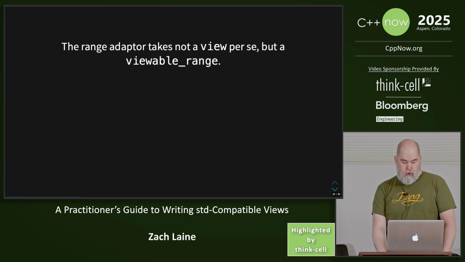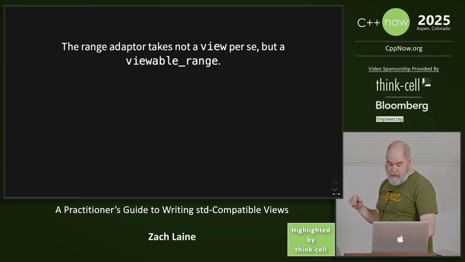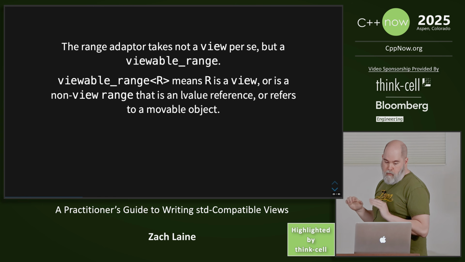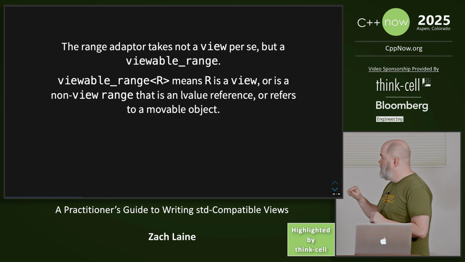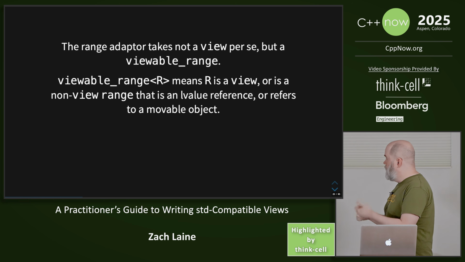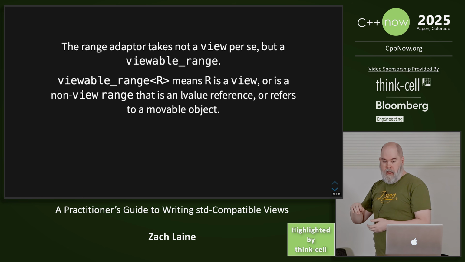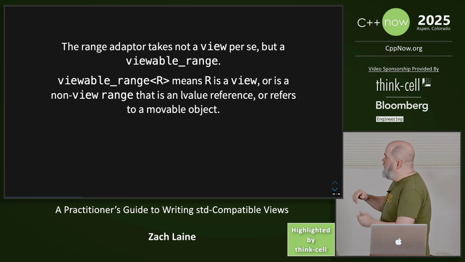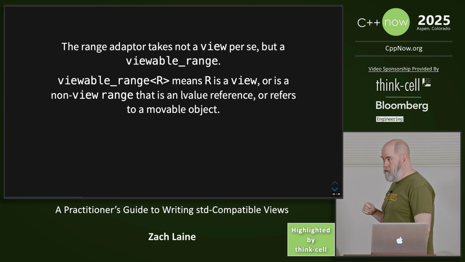Okay. So what does that viewable range do? Viewable range works like this. Viewable range says either R is a view, that is one kind of thing that satisfies the viewable range concept, or the other major case is that it is a range that is not a view, and then that case has two subcases, which is either that non-view range is an L value reference or it refers to an object that you can move, okay?